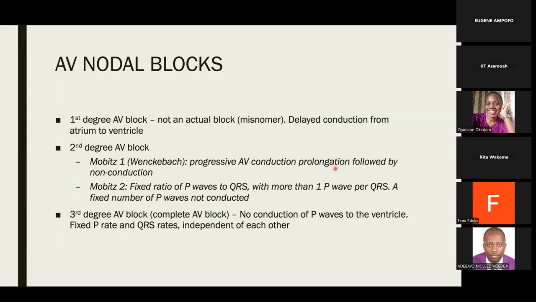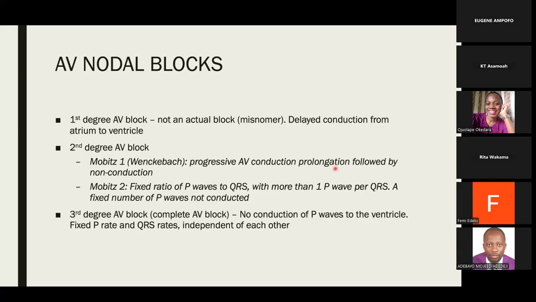A second degree AV block is in 2 types. There's Mobitz 1 and Mobitz 2. Mobitz 1 also occurs within the compact AV node, whereas Mobitz 2 occurs within the His and the infrahisian system. So with the Mobitz 1, you have a progressive prolongation of the PR interval. And then eventually the P is conducted with no corresponding QRS. And then the cycle starts again. That's what you have in a Mobitz 1.